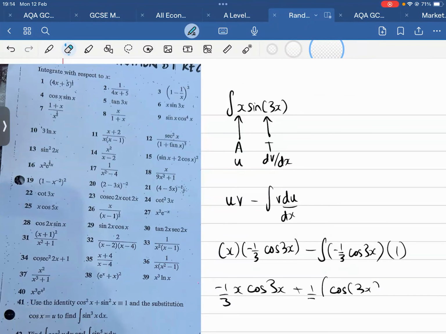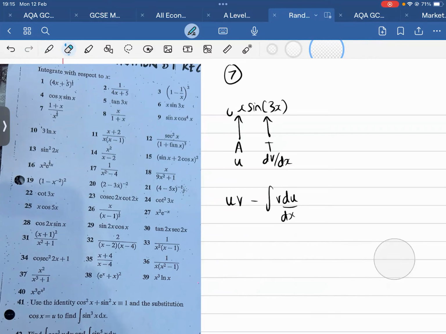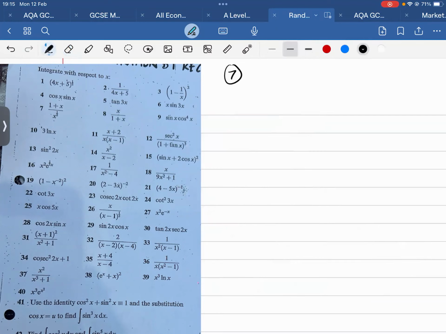Question 7. This is substitution. What would you substitute? I think it's x minus half. Or is it x half? 7 is year 12. Why is it year 12? You just bring the x to the top.